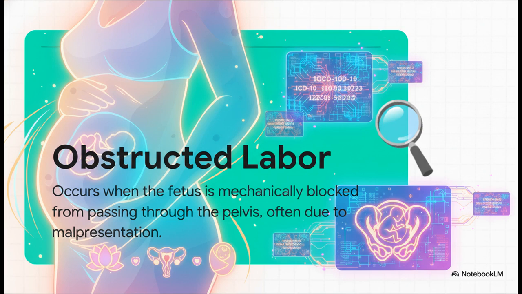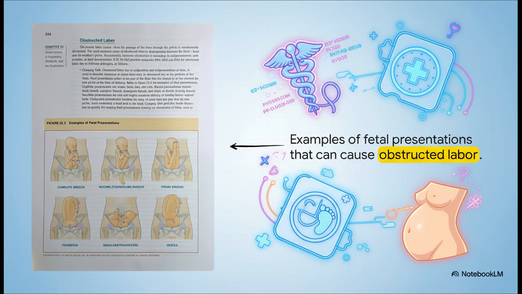It's exactly what it sounds like. The baby is physically blocked, usually because of its position in the birth canal. And here you can see exactly what we're talking about. Look at these different fetal positions that can cause that blockage. A breech presentation or a transverse lie, where the baby is completely sideways. These are the kinds of specific clinical scenarios that point you directly to an obstructed labor code, taking you miles away from that simple 080.